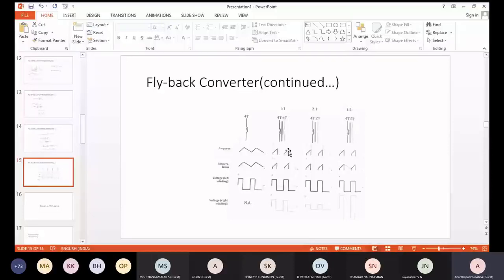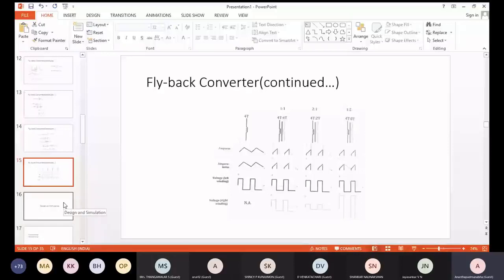Based on the turns ratio, you can see that here there is equal current, whereas here there is a little bit of reduction. In all these cases, depending upon the turns ratio, the current values will be different. These things we can observe in the simulation by measuring the current through the output diode and also the input switch. Anyway, this is only to highlight the difference between the inductor and the coupled inductor.